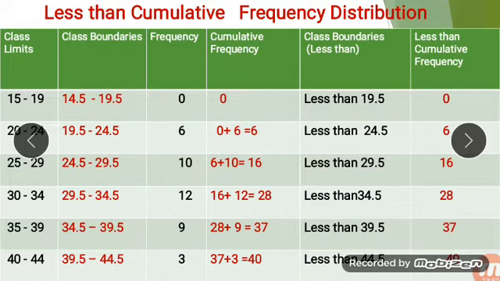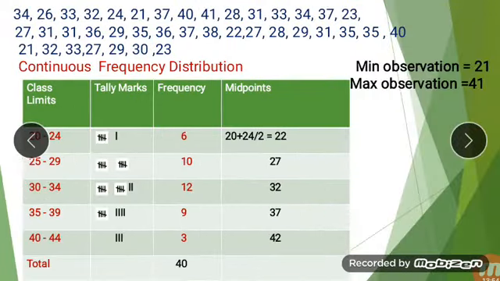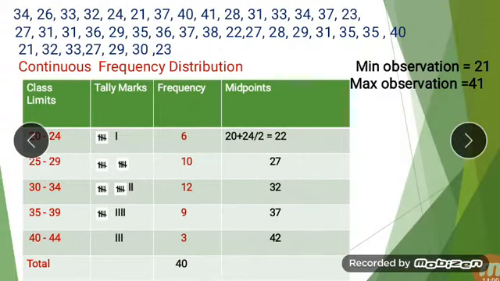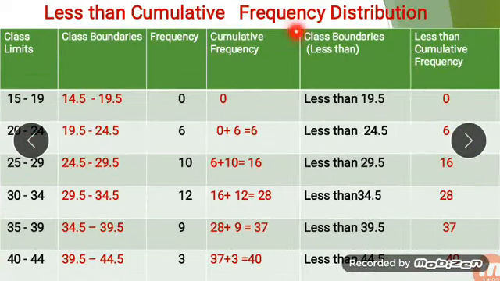Now, as we don't have any observation between 15 and 19, the frequency here will be 0, and the rest of the frequencies are the same as recorded here. Then we have to find the cumulative frequency. We add the frequencies at each step and we get 40. These are all done for making the less than cumulative frequency distribution.